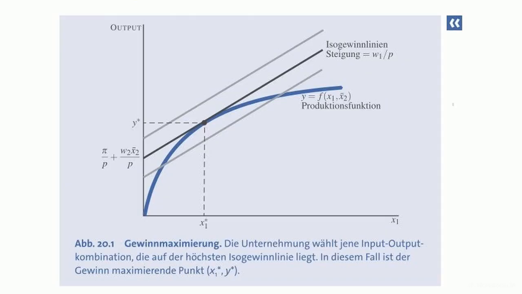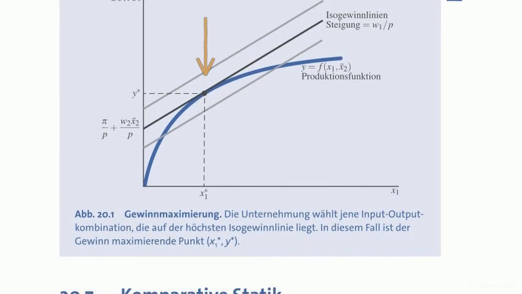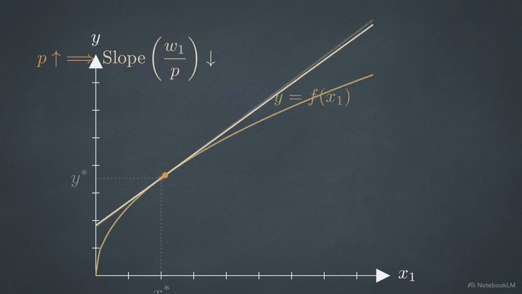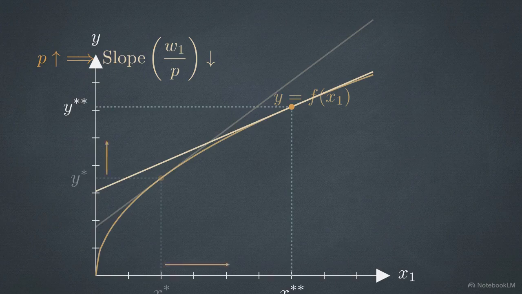This chart overlays the production function curve onto the straight isoprofit lines. The firm's objective is to reach the highest possible isoprofit line within its technological capacity. That optimum occurs at this exact point of tangency, where the slope of the production curve matches the isoprofit line. If the market price of the output increases, the slope of the isoprofit lines must flatten. This flatter slope forces the point of tangency to slide further along the production curve, resulting in both a higher optimal input and a higher optimal output.